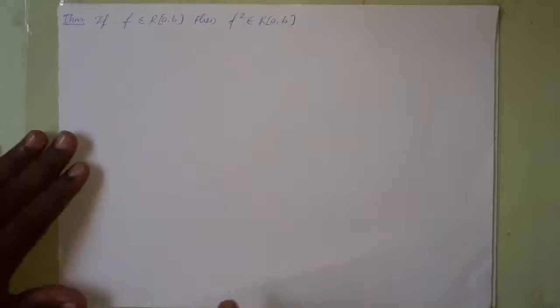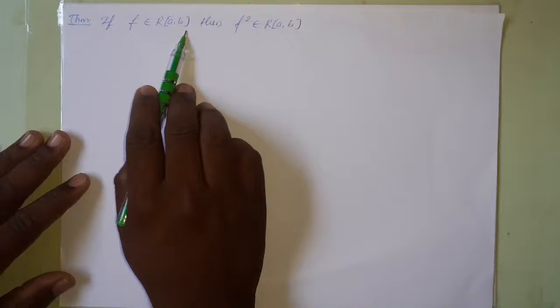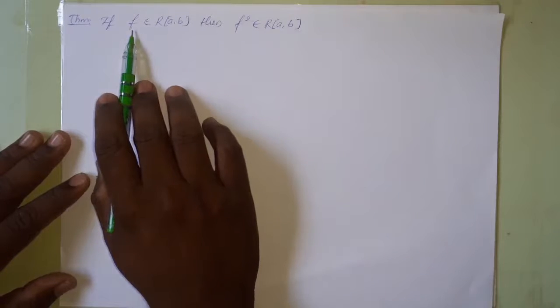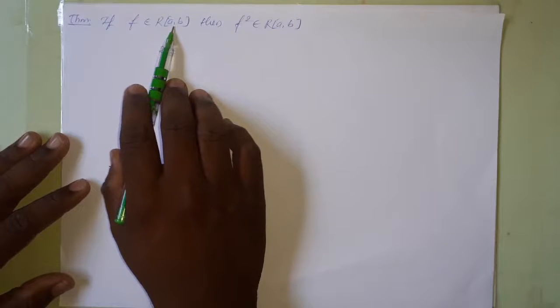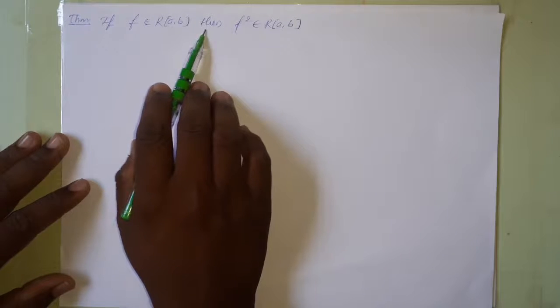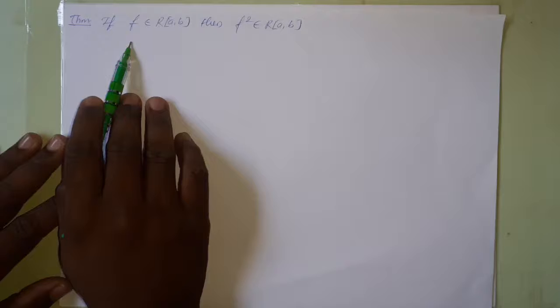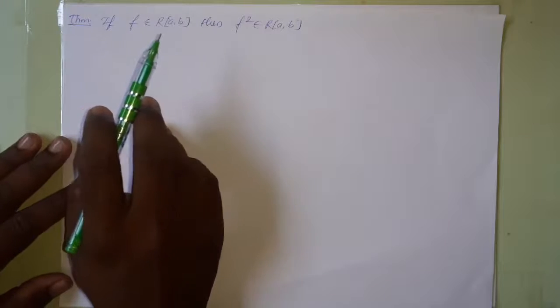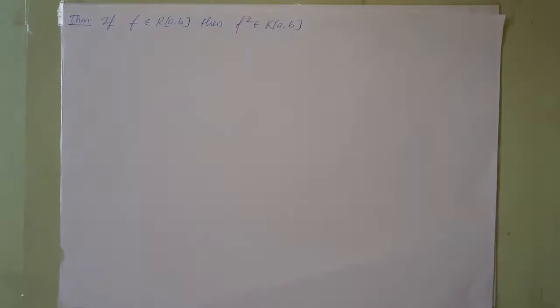In this class, let us discuss the theorem on Riemann integrable function. Here is the statement: if f belongs to R of closed interval [a, b], meaning f is a Riemann integrable function on the closed interval [a, b], then f square belongs to R of [a, b]. That is, if f is Riemann integrable, then f square is also Riemann integrable. Therefore, this is the statement of the theorem. Let us prove this one.